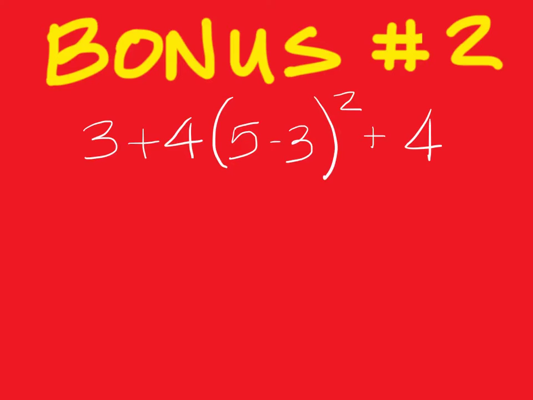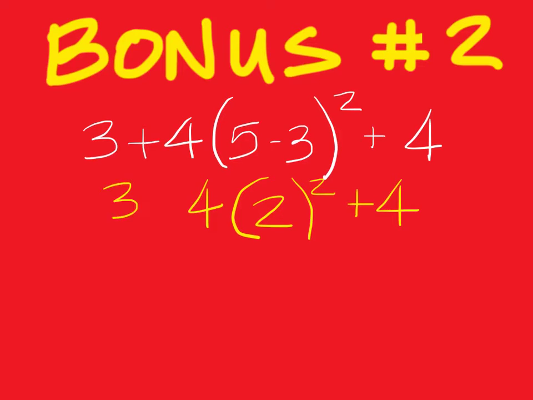On bonus number 2, what should I do first? 5 minus 3, and that's 2. So write that in place of 5 minus 3. Keep everything else the same. What do I do next?